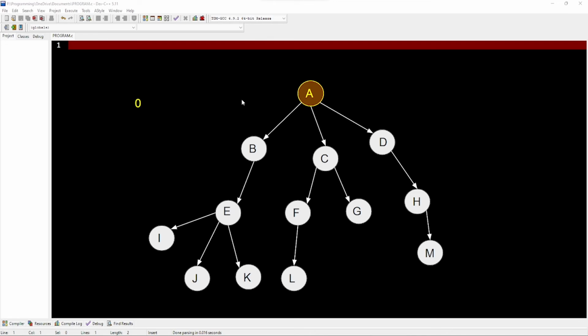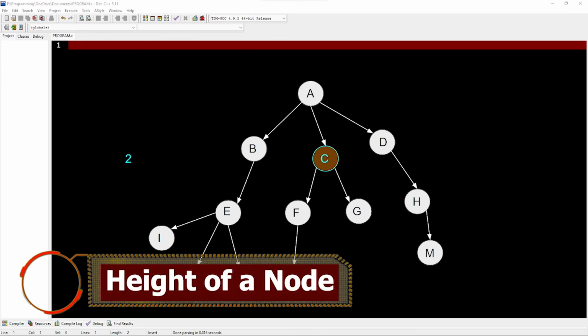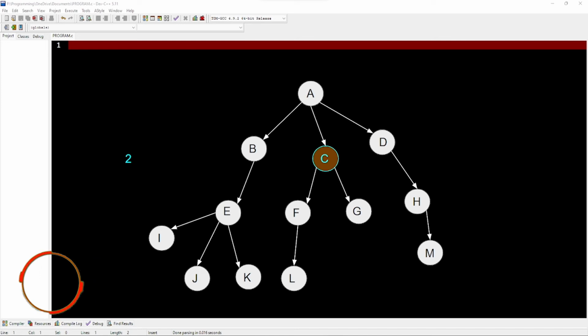So the depth of the root node is 0. Now let us move on to the next important term, which is the height of a particular node. So what is the height of a node? The height of a given node in a tree is said to be the number of levels which you have to traverse or pass from the final leaf node.